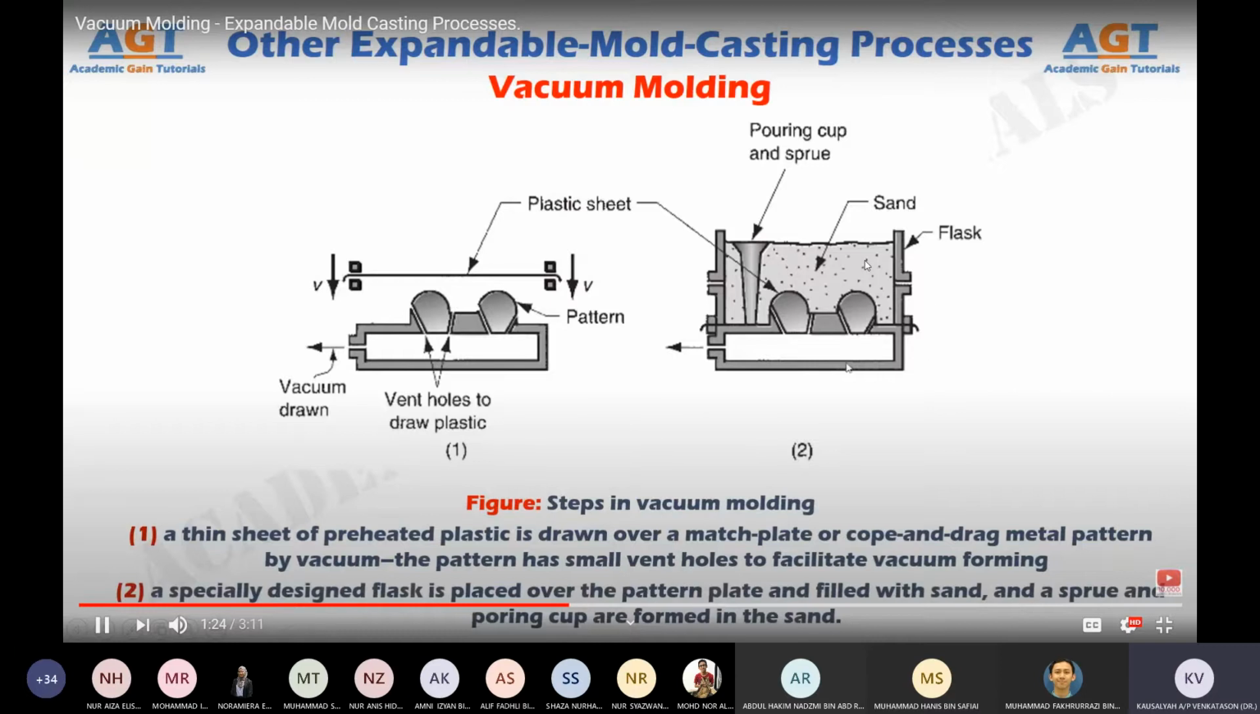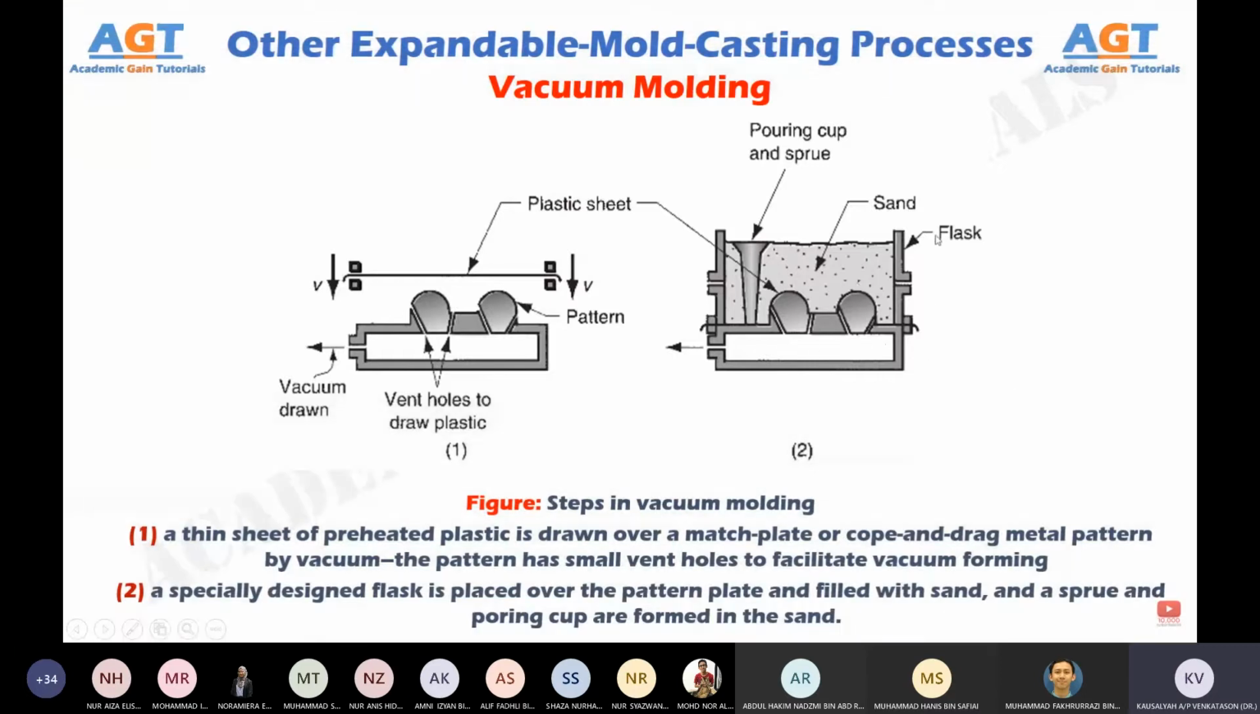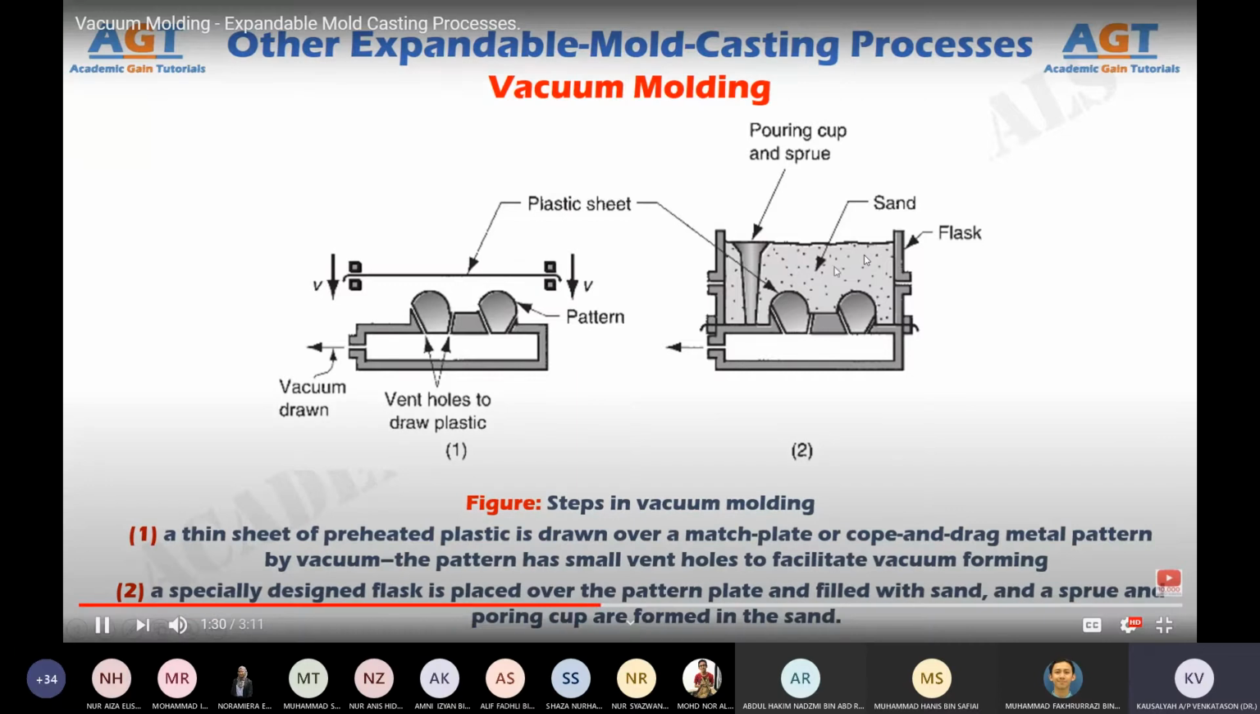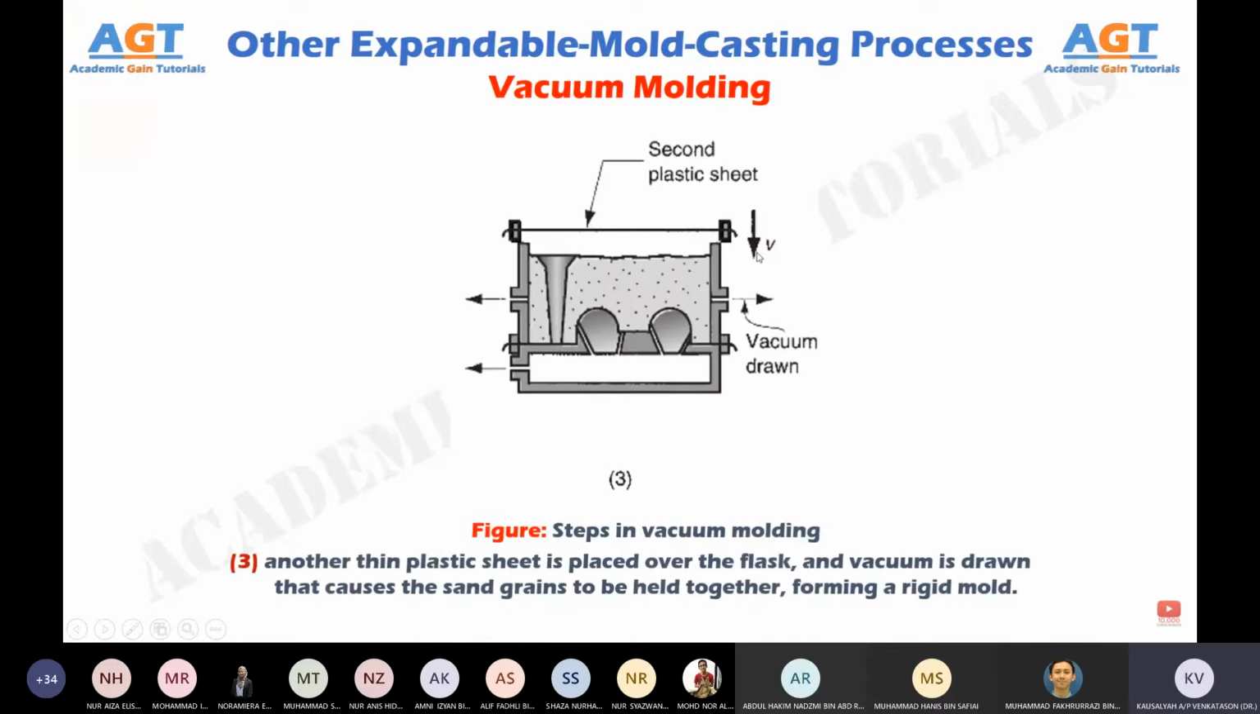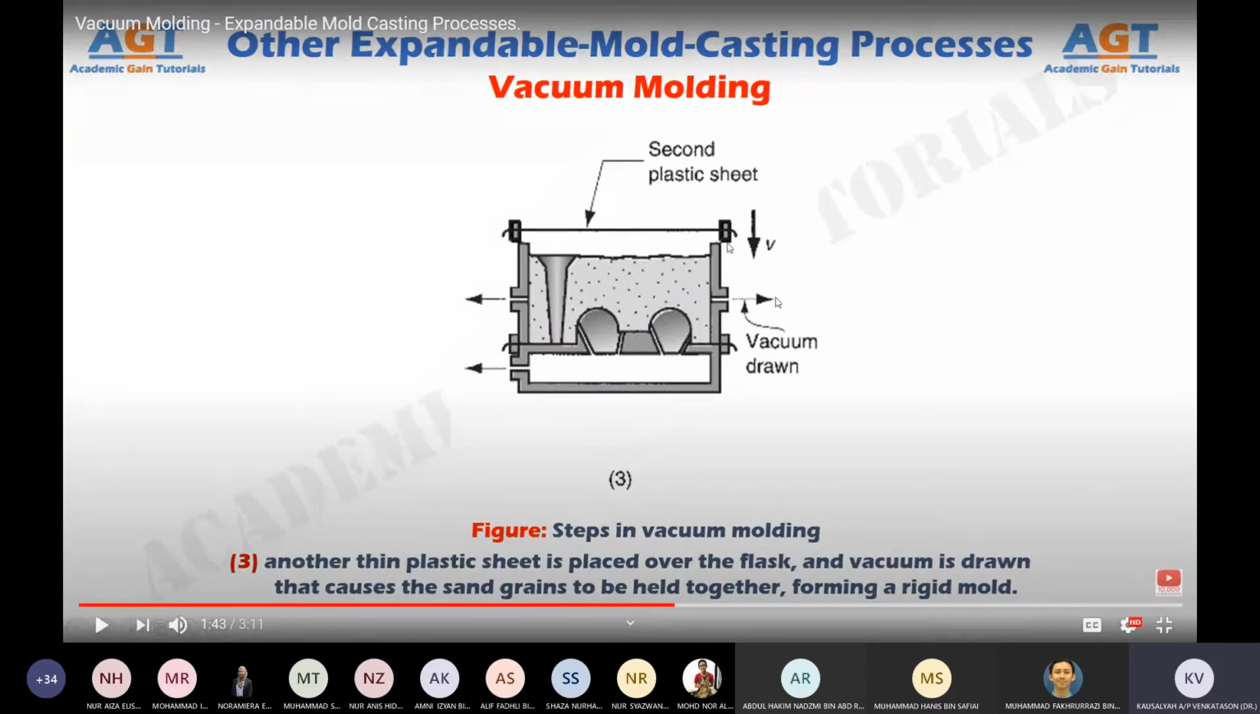Step in vacuum molding, where a specially designed flask is placed over the pattern plate and filled with sand, and a sprue and pouring cup are formed in the sand. The third step is where another thin plastic sheet is placed over the flask, and vacuum is drawn. So the whole idea over here is to vacuum that entire structure in such a way that you compact your mold. Once the mold is compacted, then the same process: you pour in your molten metal, your plastic sheet will evaporate with the heat, and the sand grains are held together, forming a rigid mold.